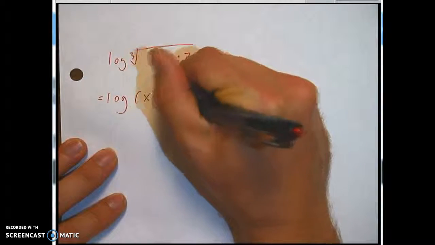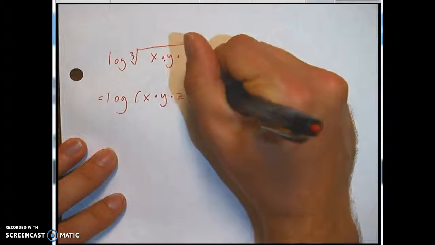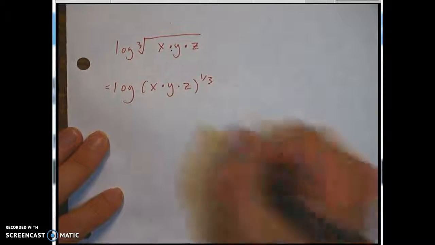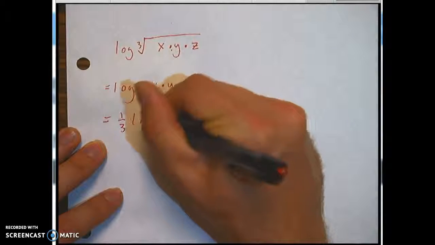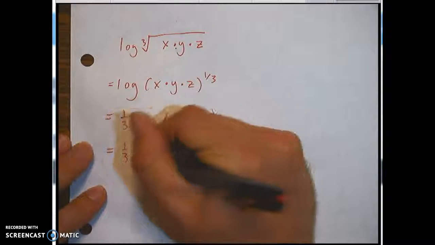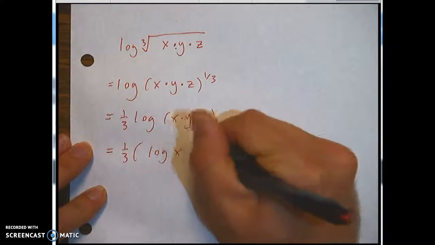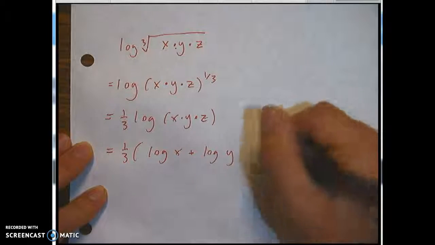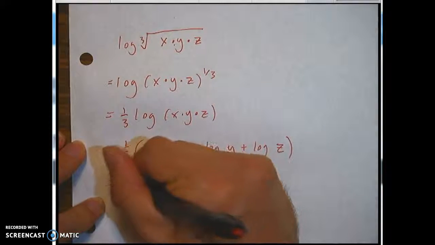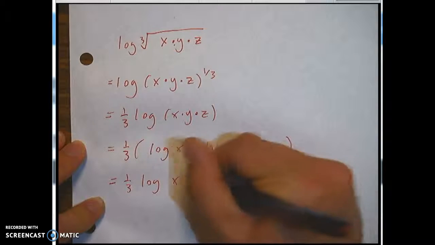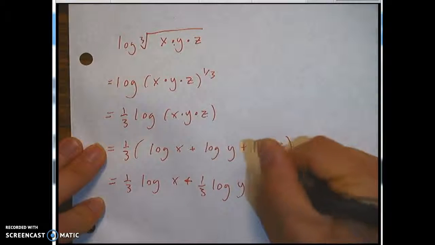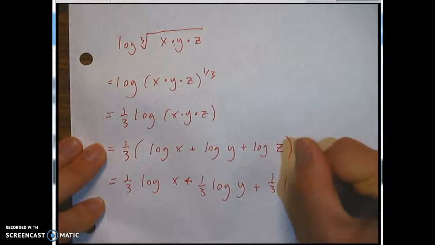Hopefully you remember that a cube root is simply an exponent to the 1/3 power. Cube root and an exponent of 1/3 are the exact same thing. So I'm going to go ahead and move that 1/3 out front, because that's my favorite rule about logarithms. And now I'm going to expand. Keep the 1/3 out front. I've got a log of x plus log of y plus log z. Distribute the 1/3. 1/3 log of x plus 1/3 log of y plus 1/3 log of z.